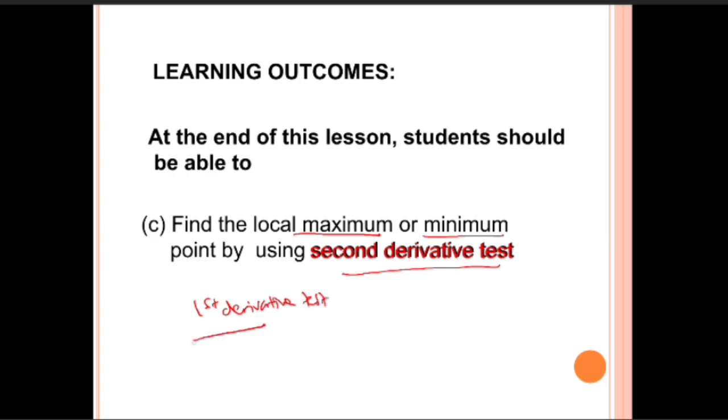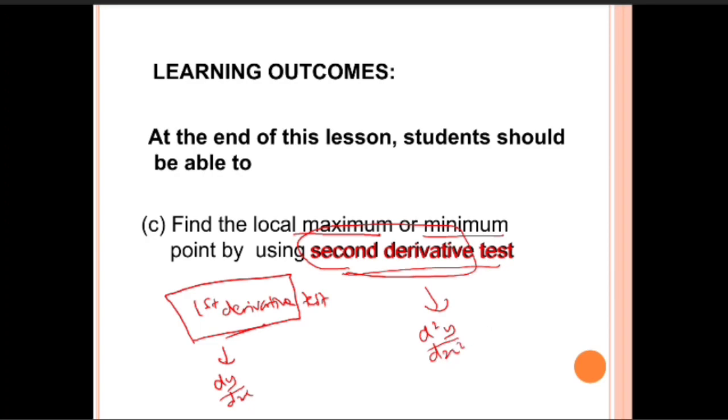Well, the first derivative test simply means that we have to differentiate once. So it's dy over dx only. But for the second derivative test, this means we have to differentiate 2 times. And how to use it?